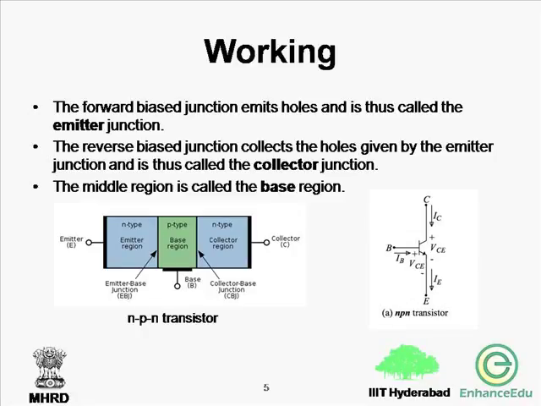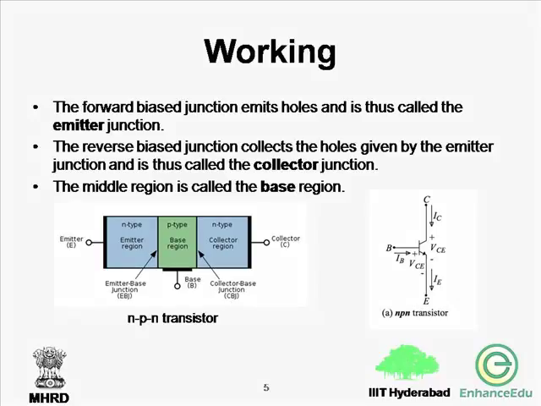The next thing is that the emitter current must be entirely made up of holes injected from the emitter. This can be achieved by keeping the doping concentration of the emitter much higher than that of the base region. So these two things have to be considered while designing the ideal PNP transistor. But in practice, it is not possible.